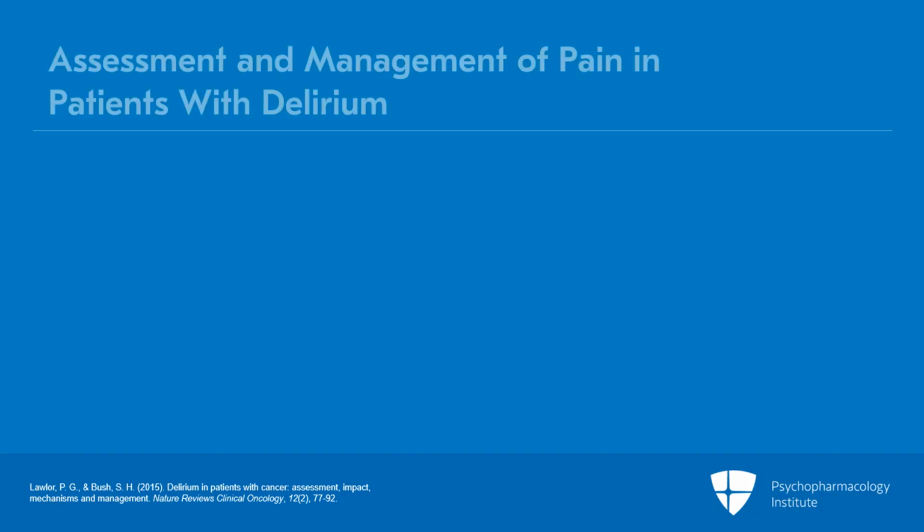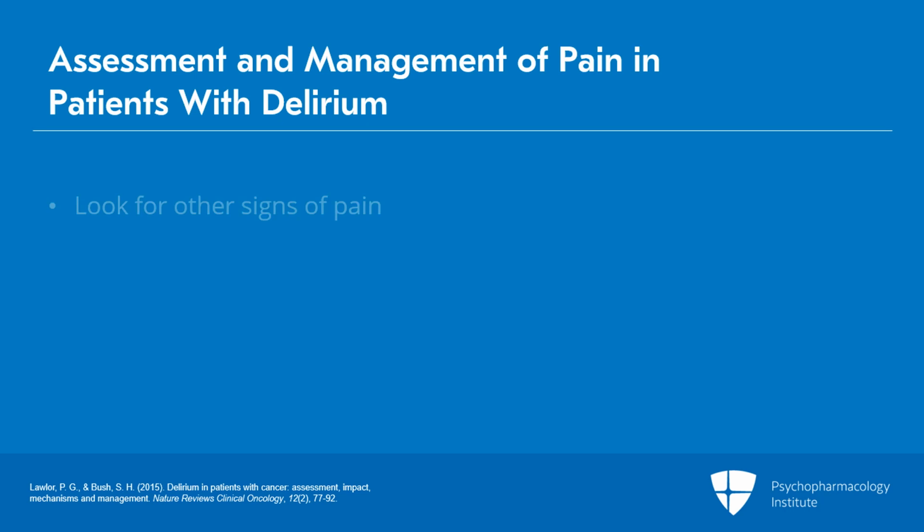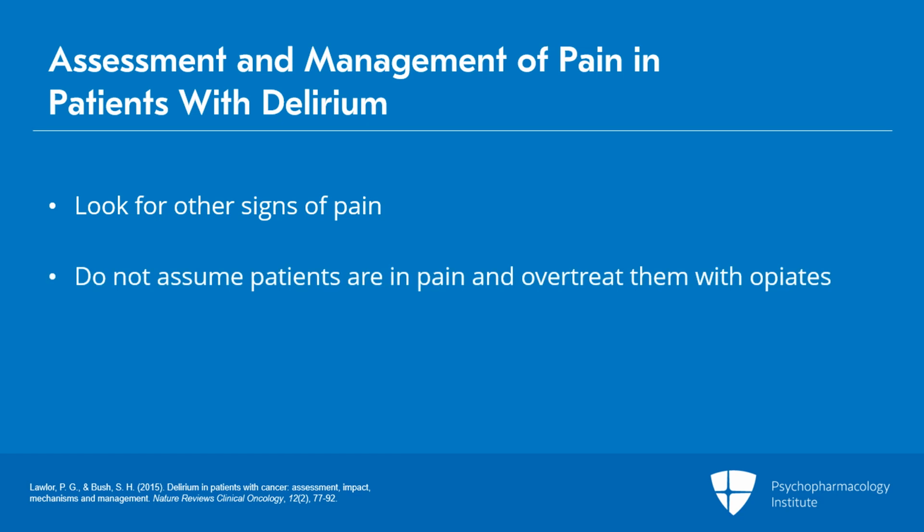We want to be mindful of the interference of delirium with the assessment and management of pain. Patients who are confused, agitated, delirious may not be able to tell us how much pain they're experiencing, and we may have to look for other signs of patients being in pain. On the other hand, we also don't want to assume that patients are in pain and overtreat them with opiates that may worsen the patient's mental status.